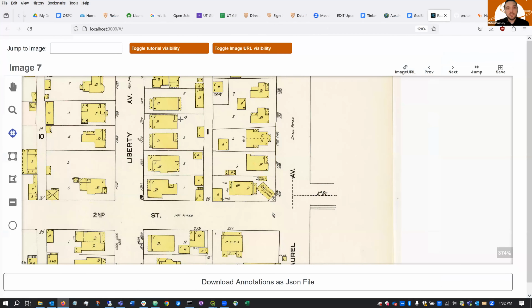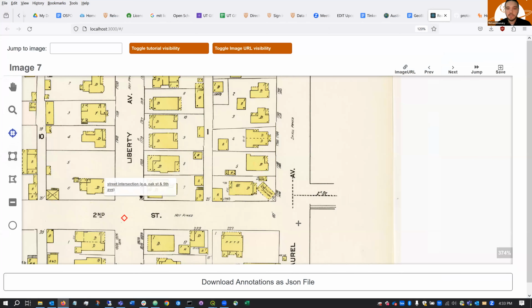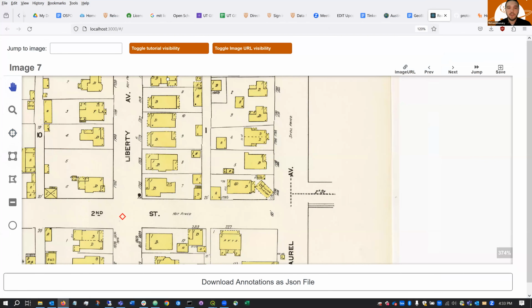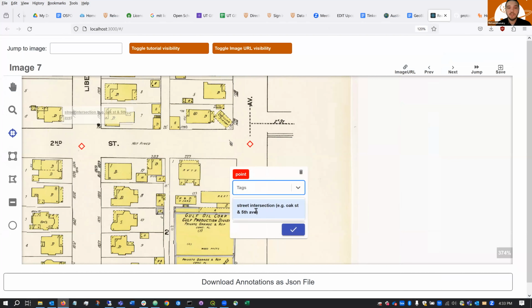Yeah, that's a great question. So I'll show you, this is the annotation tool running right now locally on my computer. So here are the annotation tools. I'll add a new point here. I'll identify this as a street intersection. I'll put in the street name. This is 2nd and Liberty Street. And then over here we have, looks like, Laurel Avenue and 2nd. And so, it's a pretty quick process for adding each of these points.